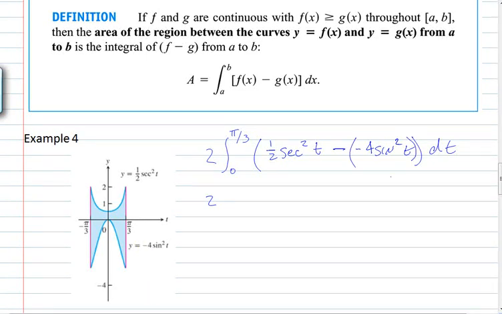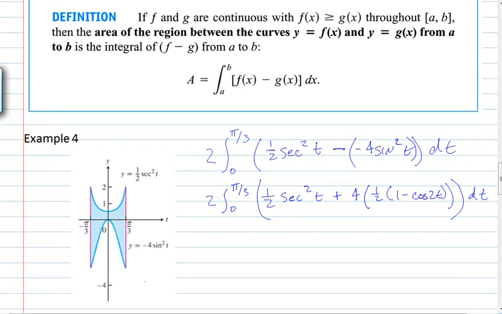Let me do that. And then we rewrite this as 2 times the integral from 0 to pi over 3 of 1/2 secant squared t plus 4 sine squared t, but I need a power reducing formula because I don't know how to take care of that sine squared. Y'all okay with that? So this is going to be 1/2 times 1 minus cosine 2t dt. Correct?